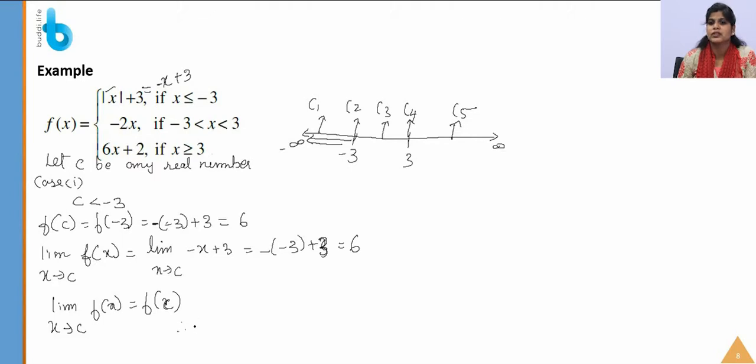Therefore, f is continuous in the interval minus infinity comma minus 3. That is, in this interval our function f is continuous. Okay, I hope you understand this. In the other cases also we will see now.